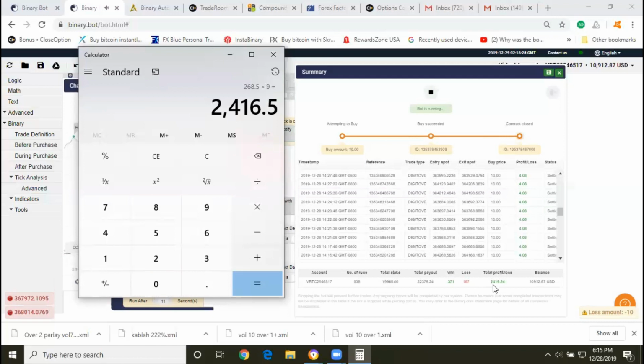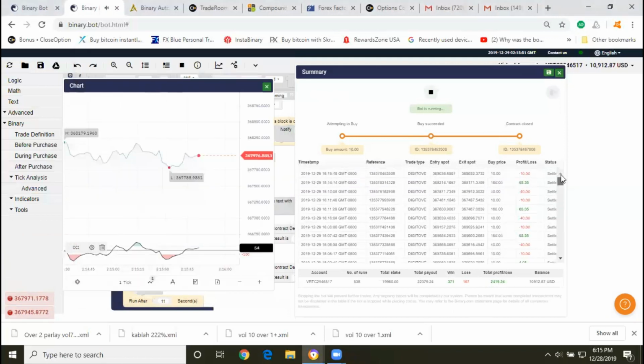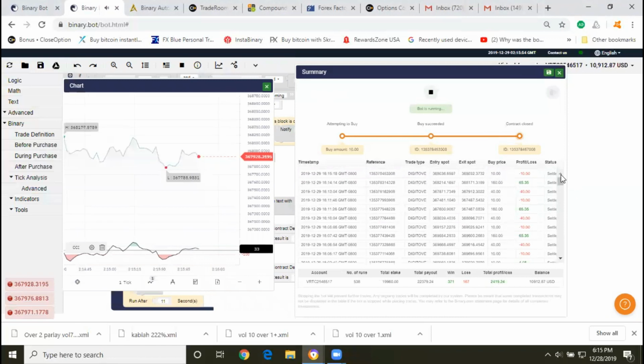Okay, right there, $2,419, $2,416. That's 270 trades in a row at $9 profit. That's pretty much what this is averaging out to. And that's pretty, you know what I'm saying? Like, I want to see if this can run all the way up.